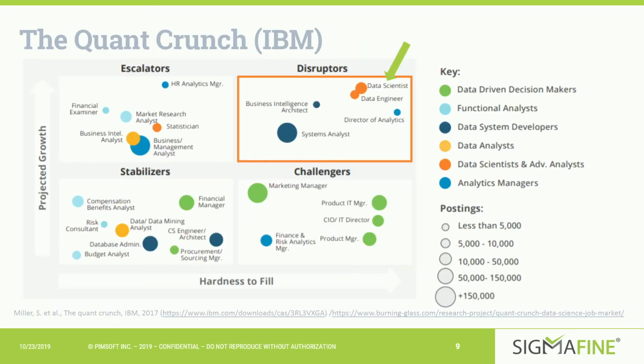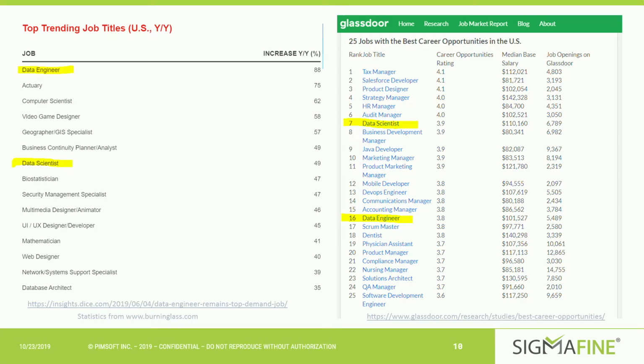And that's actually being identified in the marketplace by IBM and other HR analysts as the Quant Crunch. And you see the position of data scientist and data engineer. This is probably one of the most disrupting jobs right now in all the industries. Every company is adding this kind of staff and capability to their company. And furthermore, in the United States, this is part of the top 10 fastest growing jobs in technology, and it's part of the top 25 job career opportunities available in the market right now.